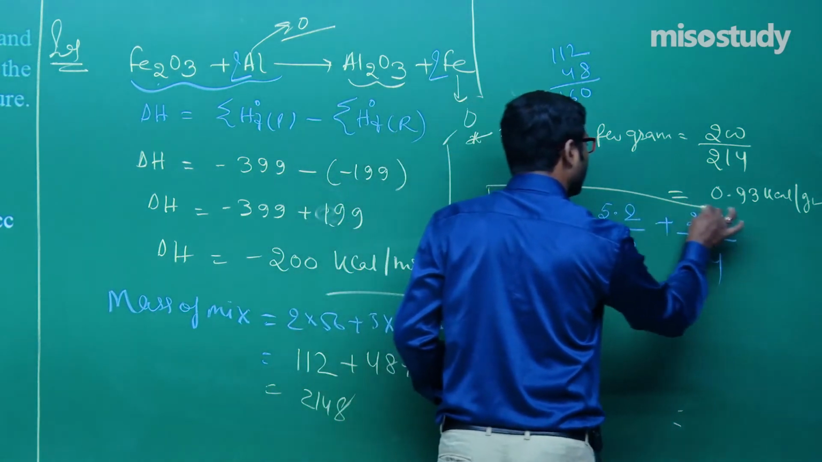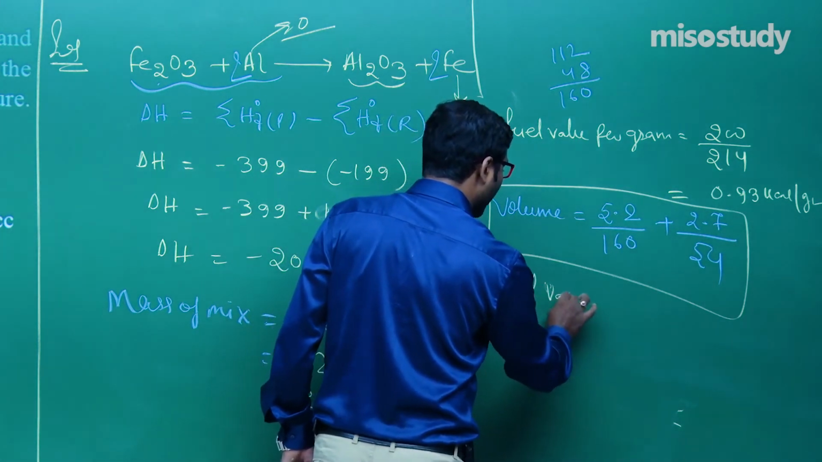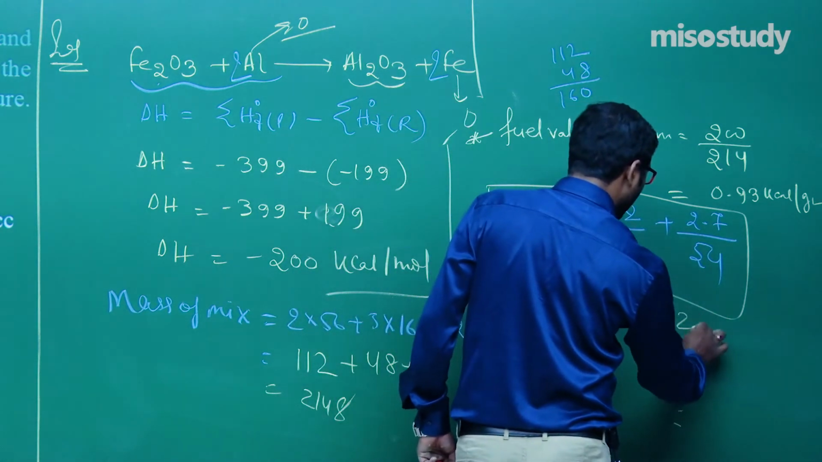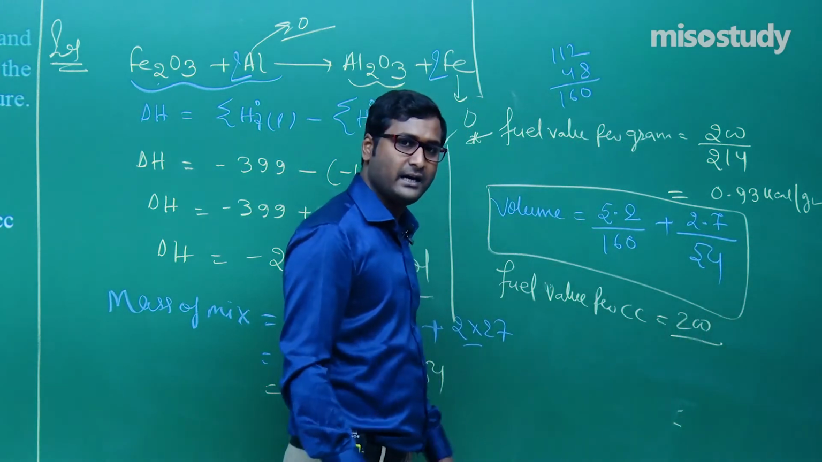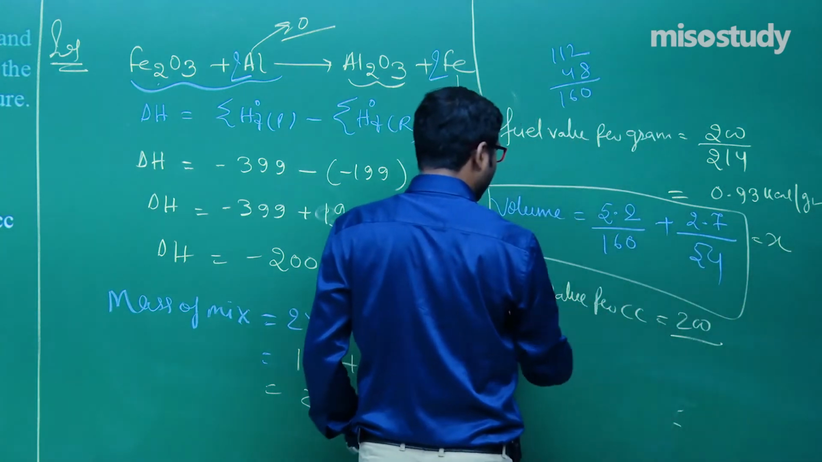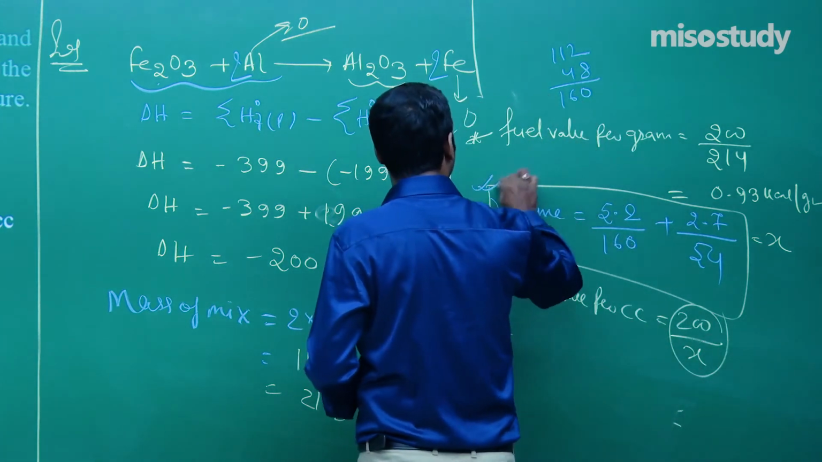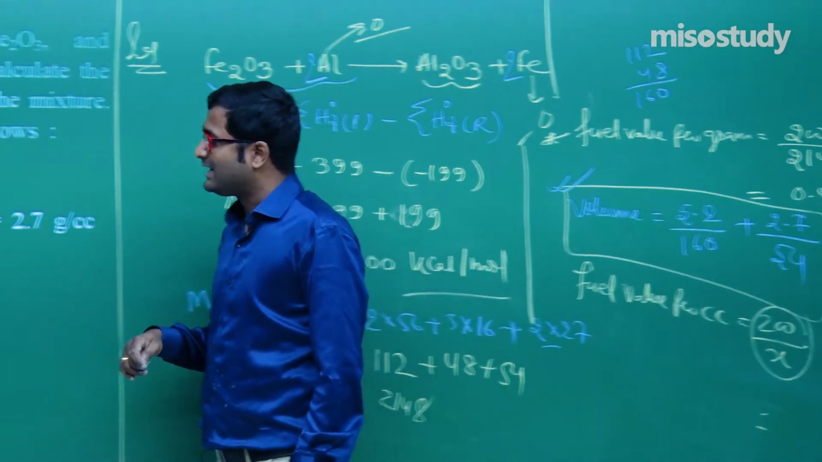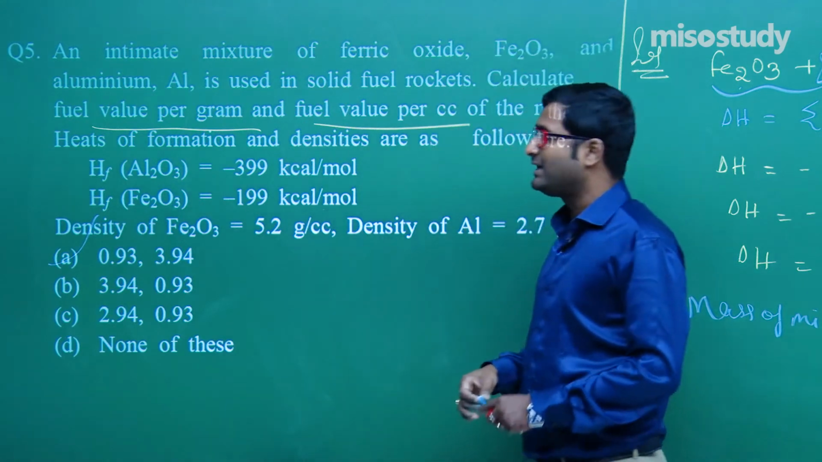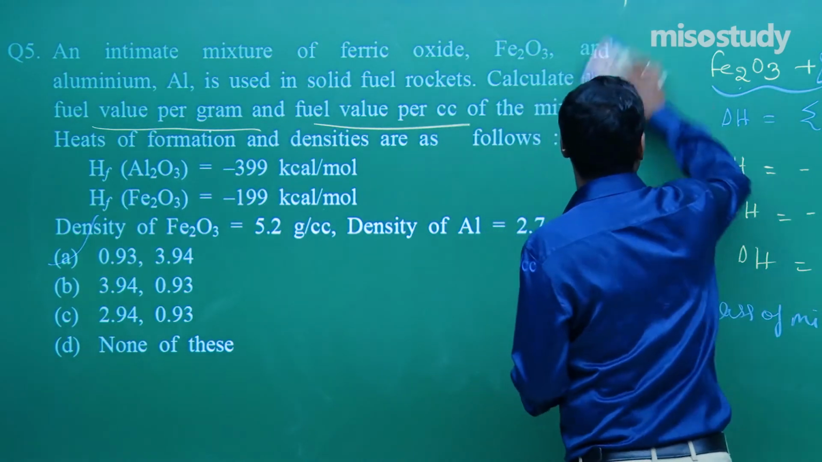If you add this total volume, now what will happen? Fuel value per cc will be equal to 200 upon the sum of this content. Now you will definitely get the answer. Clear to you? If I assume this is x, the fuel value per cc is 200 upon x. If you solve this data, then the answer will be around 3.94. So for this the answer is 0.93 and 3.94. Now friend, I'm going to rub this part and we'll discuss the next one.